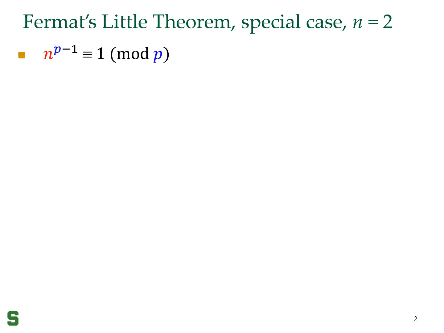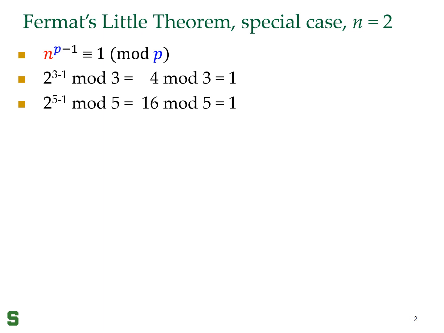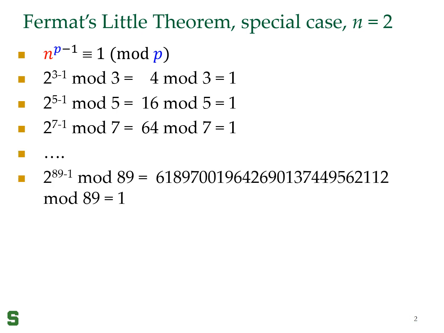There's a special case where we set n is equal to 2. In this case, we can see that 2 to the power 3 minus 1, that's 2 to the power 2 mod 3 is going to be 1. 2 to the power 4 mod 5 is going to be 1. 2 to the power 6 mod 7 is going to be 1. We can take some bigger examples. 89 is a prime, so 2 to the power 88 mod 89 is also going to be 1.